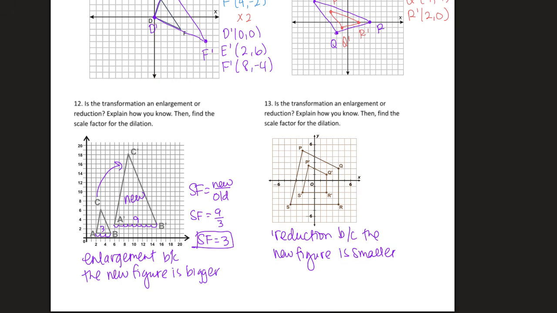And again, we can compare side lengths here. If we can't compare side lengths, we can always also compare coordinates since it's dilated from the origin. So if I count here, 1, 2, 3, 4, and then 1, 2, 3, 4, 5, 6, 7, 8. So it was 8 and it became 4. So remember, we can do scale factor. It's new over old, so 4 over 8. That's going to give me a scale factor of 1/2, or 0.5.